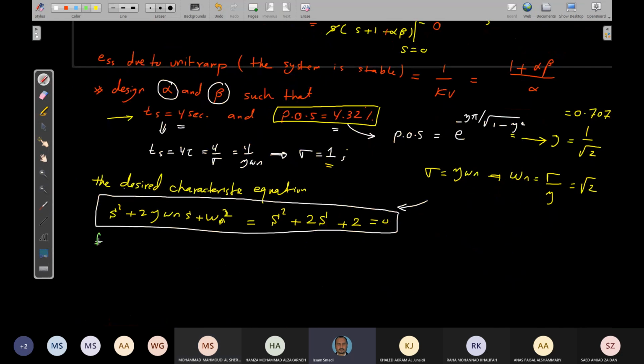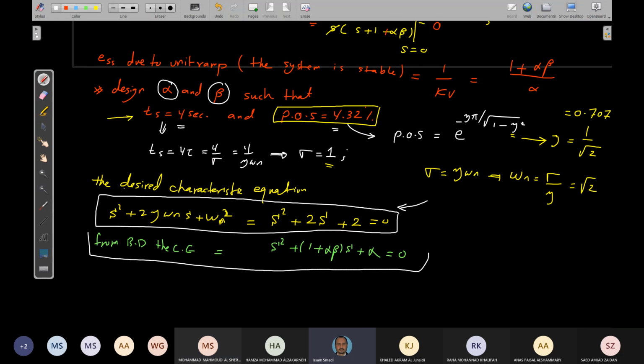So from the block diagram, just a minute. S square plus 1 plus alpha beta S plus alpha. Okay, so can you now give me alpha equal to what? Okay, 2. Yes, thank you. Can you give me now beta equal to what? This 2 should be minus 1.